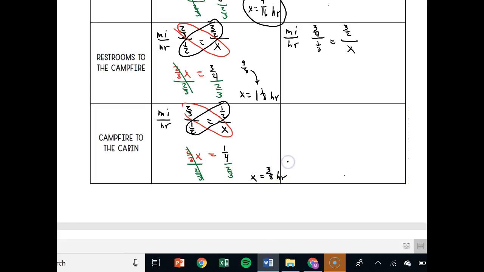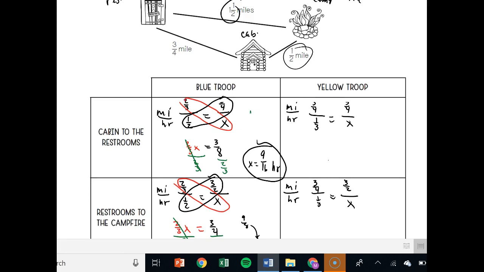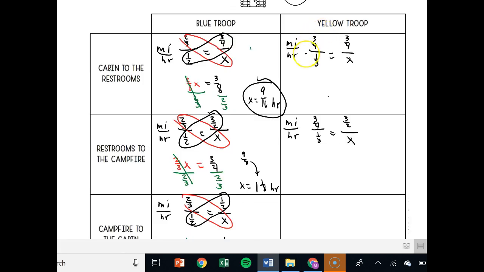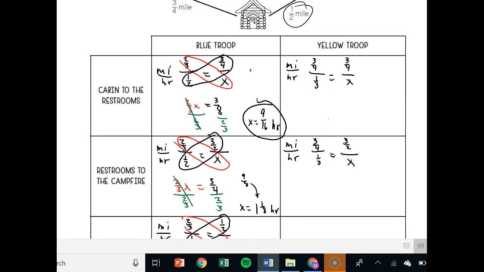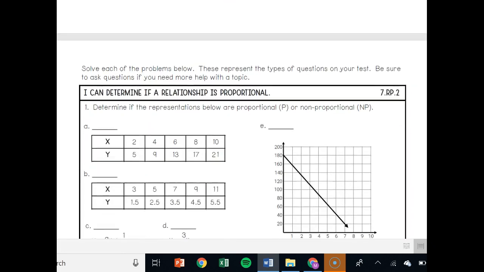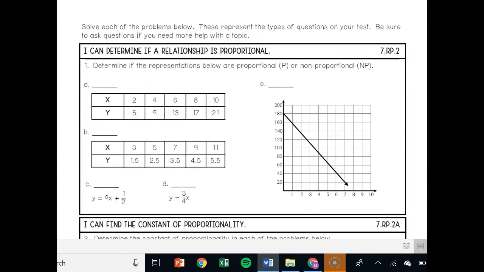Right, so I'm going to allow you to set up the campfire to cabin all by yourself for the yellow troop. And remember, you have to finish cabin to restrooms and restrooms to the campfire as well. But basically, you're taking that same rate and then putting in that distance for that last one. Okay. All right, the backside is just a review of stuff we've already covered for a quiz that you're going to take on Friday.